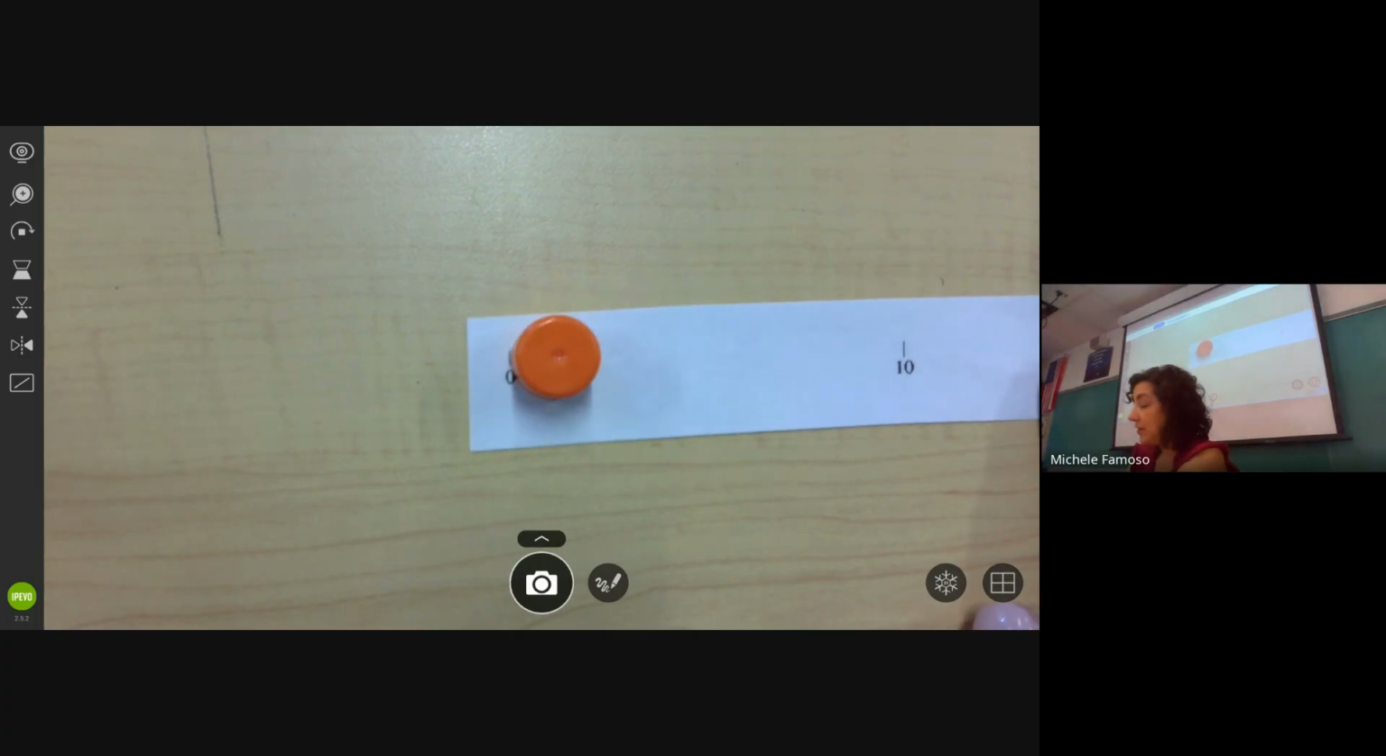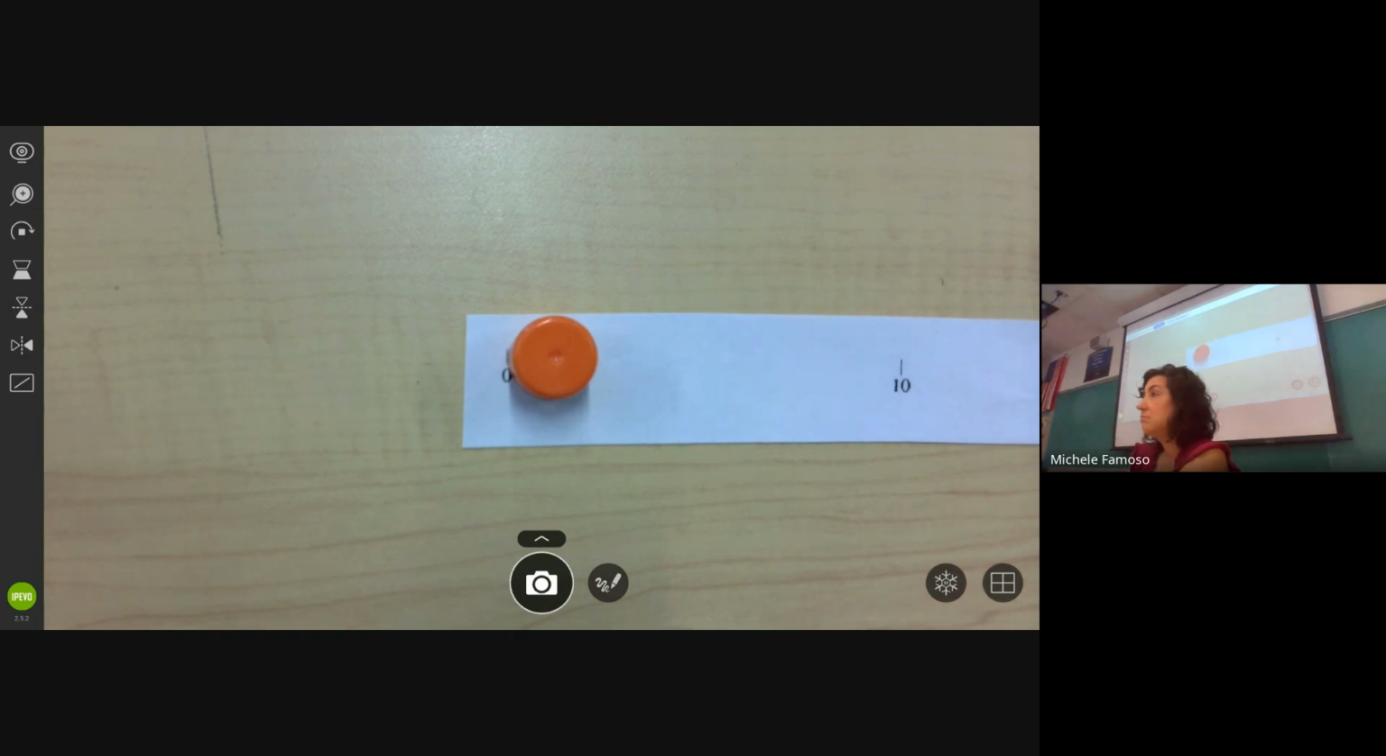If I were to divide that into 10 equal divisions, what do you think it is? Your guess is as good as mine. If I said 1, you said 2, somebody else said 3, fine. We can't really tell, can we? This is not very precise.